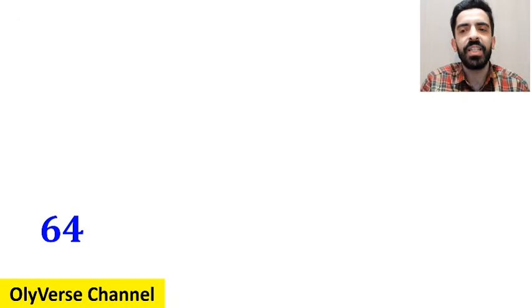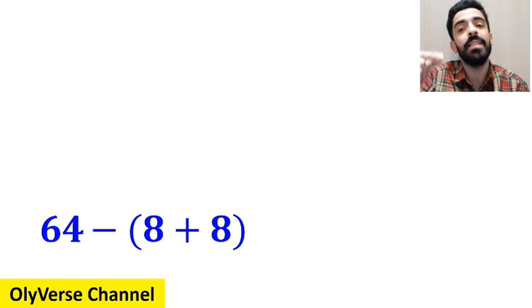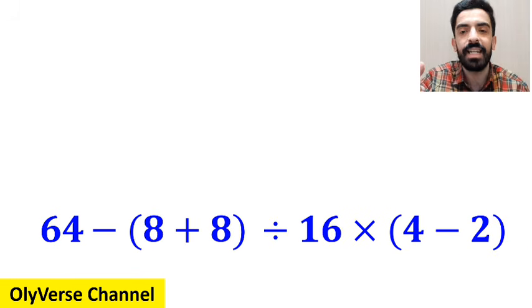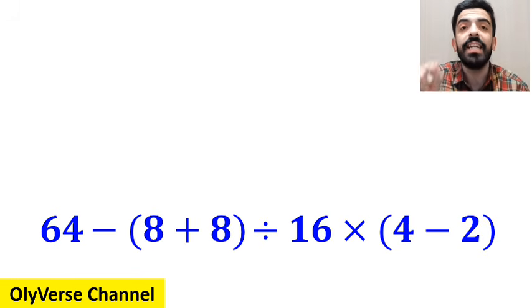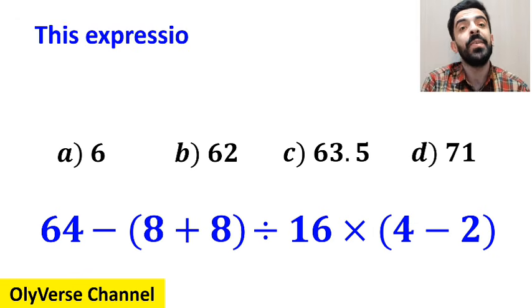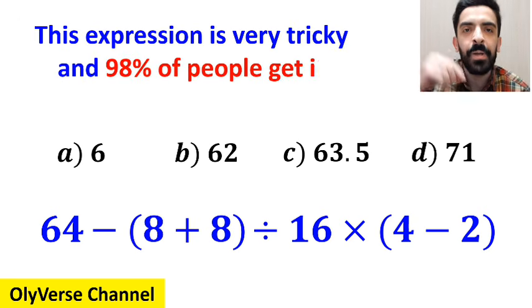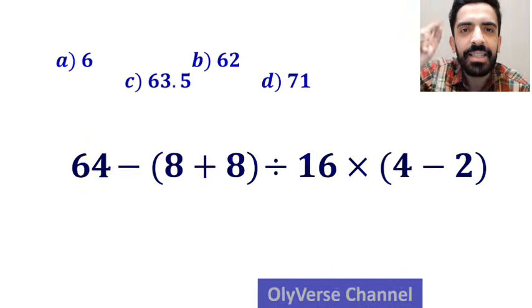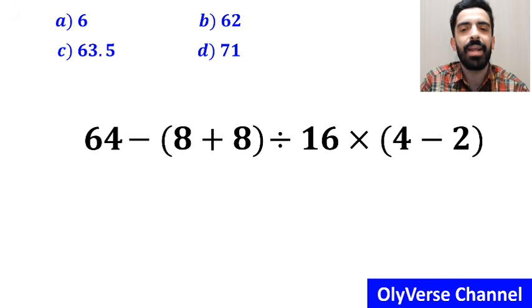What is the value of the expression 64 minus (8 plus 8) divided by 16 times (4 minus 2)? Which option do you think is the correct answer to this question? This expression is very tricky and 98% of people get it wrong. Let's dive in and break it down step by step together.